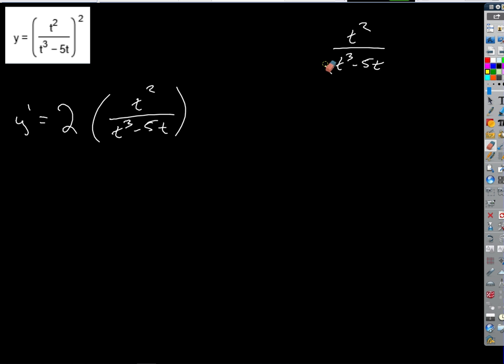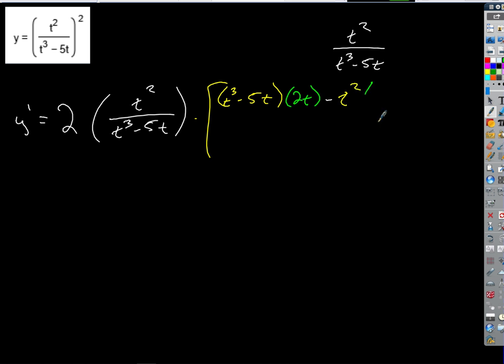So the next link in the chain is a quotient rule. Yeah, right? So we're going to multiply this by the quotient rule. So what's the quotient rule going to give us? Low d high, right? So t cubed minus 5t times 2t, derivative of the top, 2t minus pi, d low.